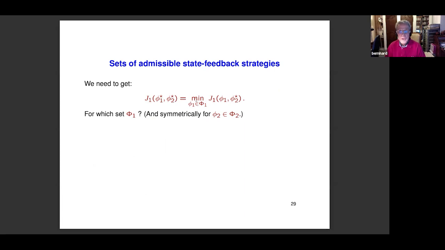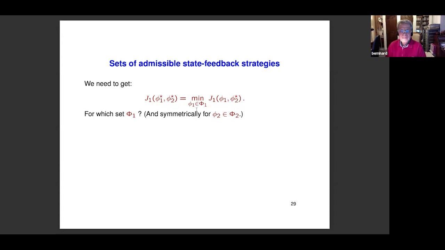You want to be able to write something like that. But if you don't say what is this set capital phi 1, this has just no meaning. If you say minimum over phi 1, but you don't say over which sets, maybe you tried two of them, you chose the best, and you have minimized. So you have to say over what set.